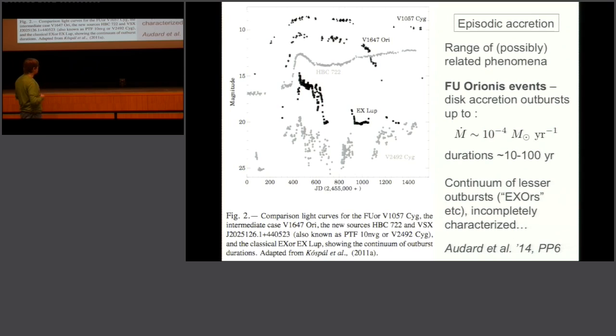Now, as is also shown on this plot, there's a continuum of lesser outbursts. Some of these are called EXor events. And I would say, in general, the full range of these outbursts is somewhat incompletely characterized, for the observational reasons we heard about yesterday.